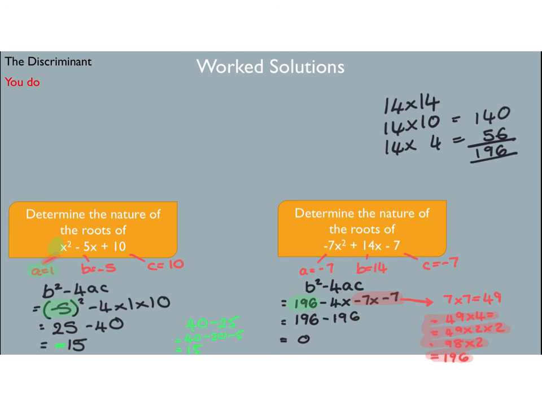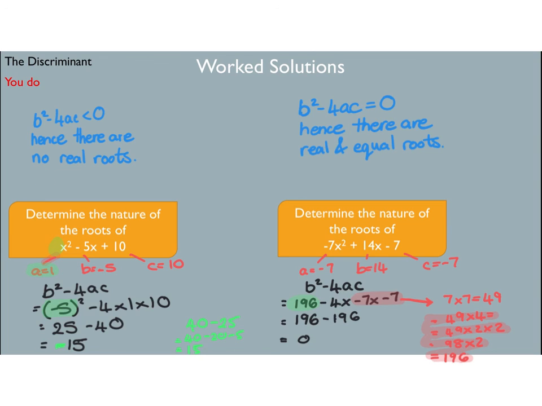So I'm just going to write my sentences in for these now. So for the first one, you'll notice that I've got b squared minus 4ac is less than 0, hence there are no real roots. And for the second question, b squared minus 4ac is equal to 0, hence there are real and equal roots, so that's those ones there.